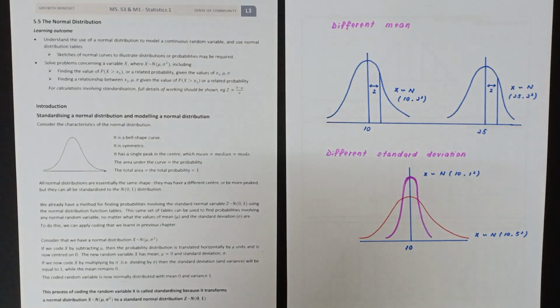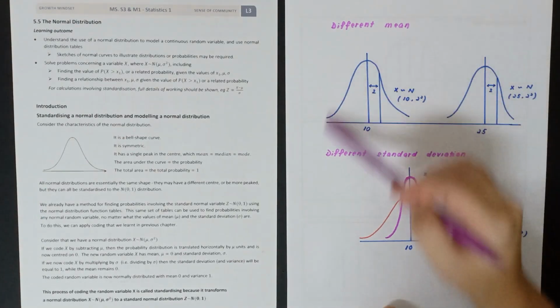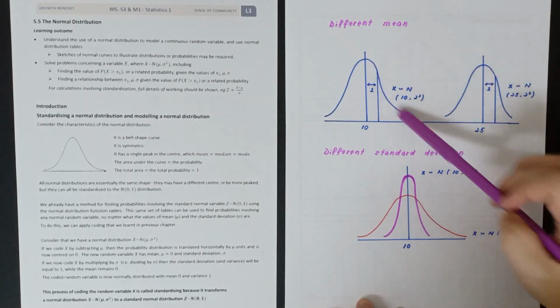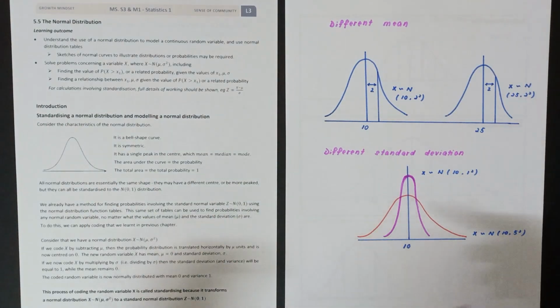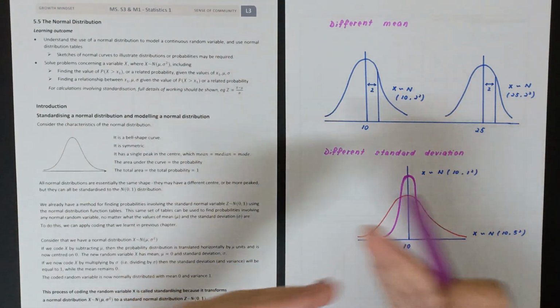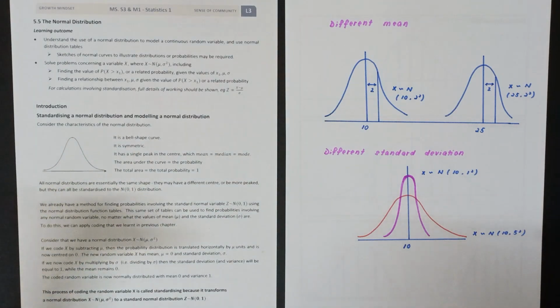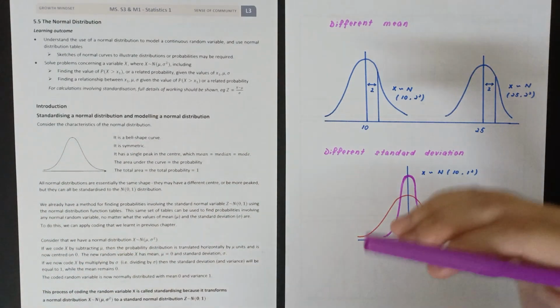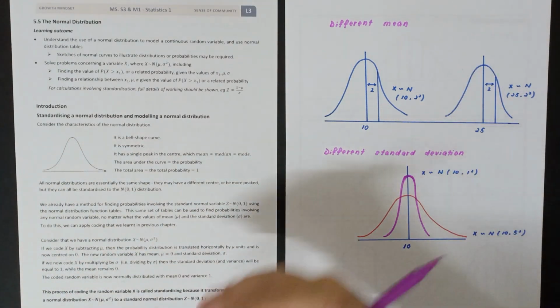Okay, so when you look at these two graphs, I'm showing you the difference between a distribution with a different mean and a distribution with a different standard deviation. When you look at this graph, you can see that they have almost the same shape. So how the distribution spreads out is basically the same, and they have roughly the same peak also.